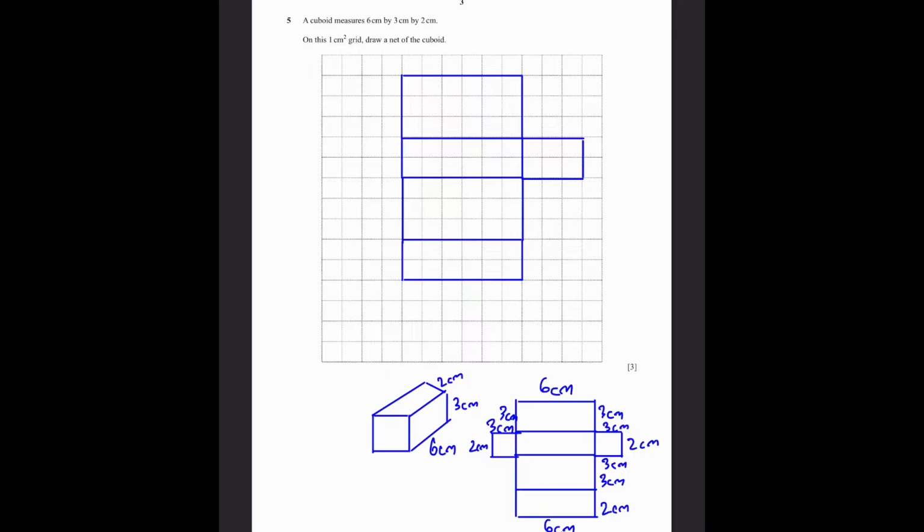Alright, and now the same thing on the other side. Perfect. Let's just label everything. So we have 3 centimeters, 3 centimeters, 2 centimeters, 3 centimeters. There's also 3 centimeters, 2 centimeters, and then 6 over here and 2 centimeters here. That's pretty much it we need to label. And now we can finally go on to the next question.